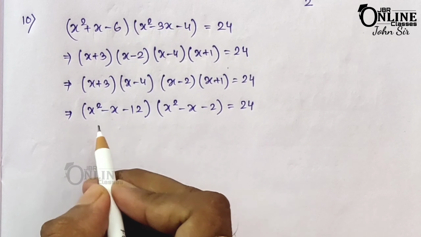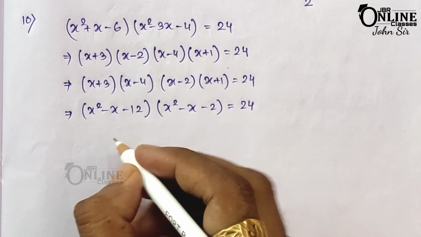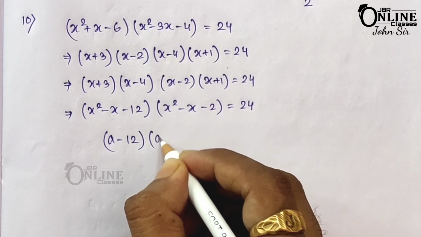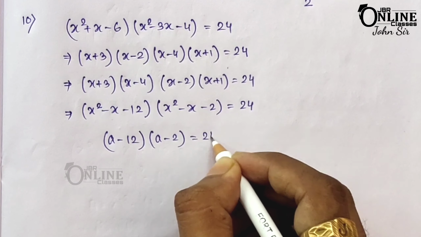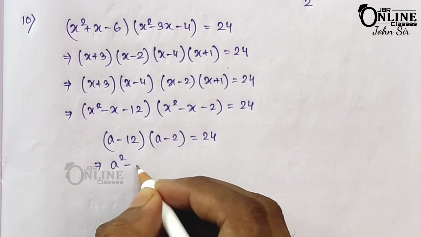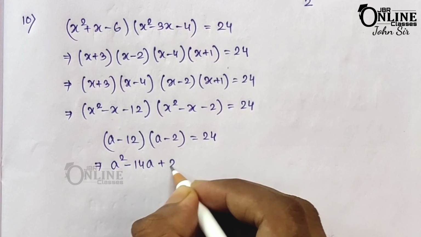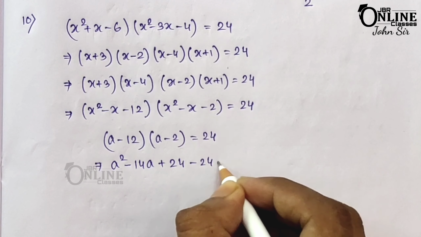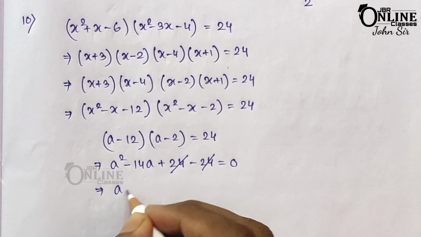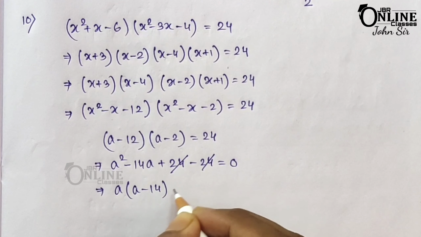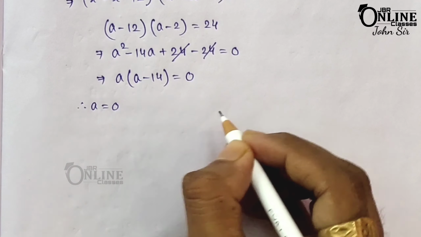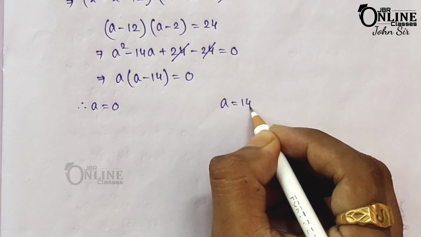Okay, so now you have x square minus x as common, so let this one as a. So a minus 12, a minus 2, that equal to 24. Okay, now multiply again, a square minus 14a plus 24, again minus 24, that equal to 0. So 24 cancel out. If a will be common, so a minus 14, that equal to 0. Okay, so either here a equal to 0 or a equal to 14.